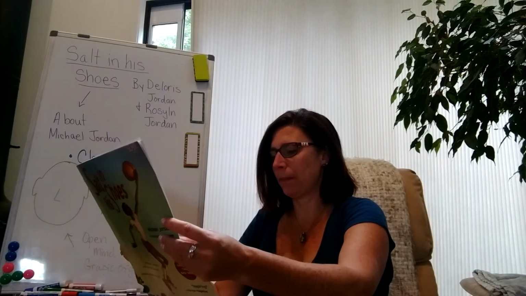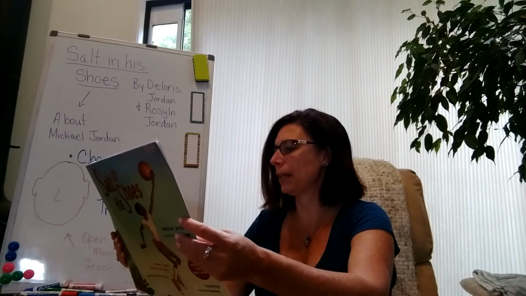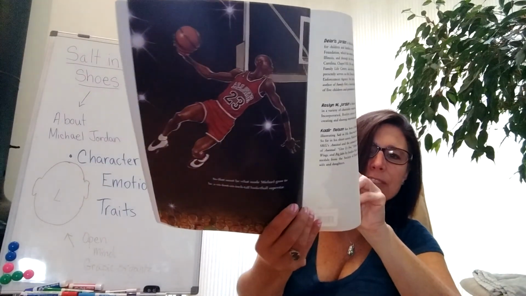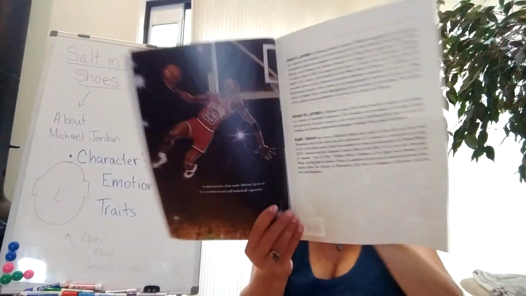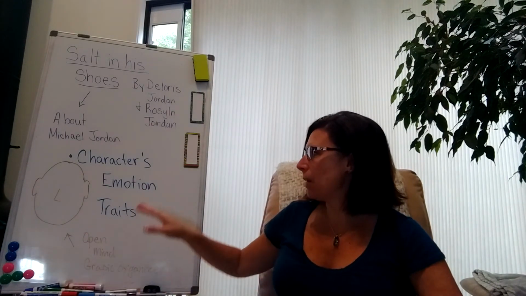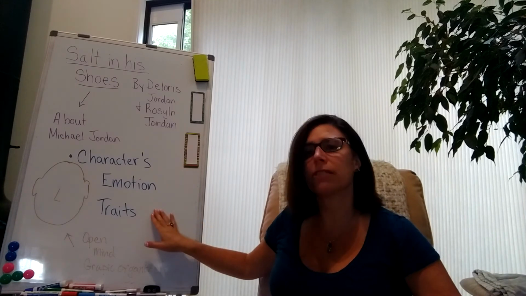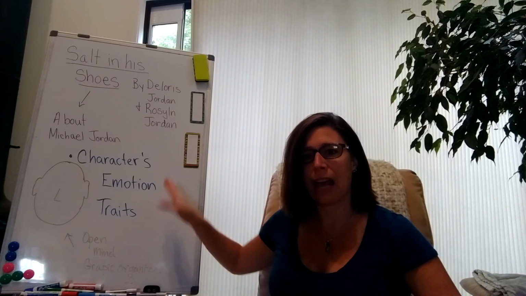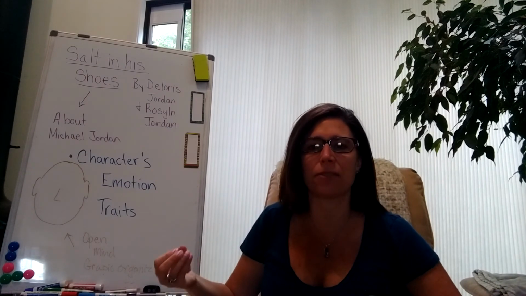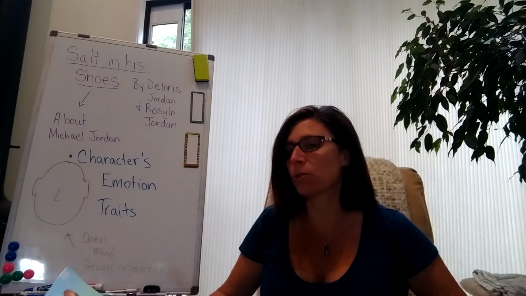So that must be what made Michael grow to be a 6'6" tall basketball player. And there's our final shot of the real Michael Jordan. And again, you can see how we see the character's emotion, Michael's emotions, and his traits of determination and perseverance help him to become the basketball player that he's dreaming of. And the author's message of working hard and having determination help you realize your dreams.